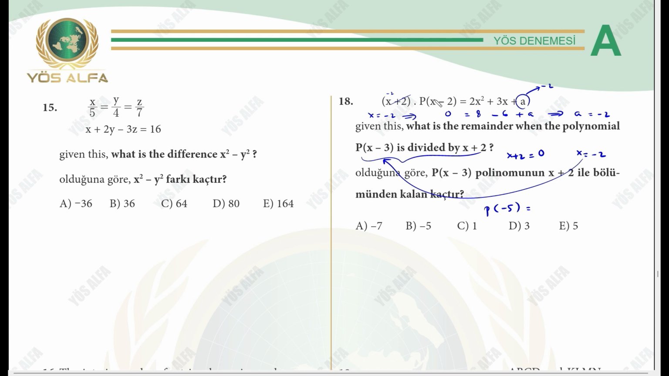Since this is known, to find p of minus 5, all we have to do is substitute x is equal to minus 3 into the original equation. So p of minus 5 is going to be, there's going to be minus 3 plus 2, so there is minus 1. And I'm substituting x is equal to minus 3, so minus 3 the whole square is 9, 9 times 2 is 18, minus 3 times 3 is minus 9, and a is minus 2. So p of minus 5 is going to be 18 minus 9 is 9, 9 minus 2 is 7, since there is minus 1, so our answer is negative 7.